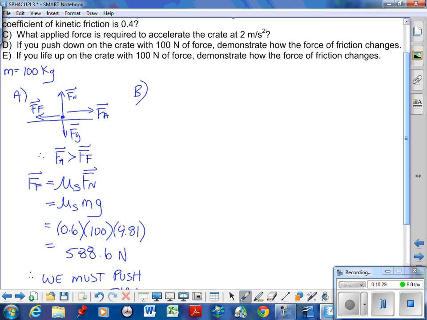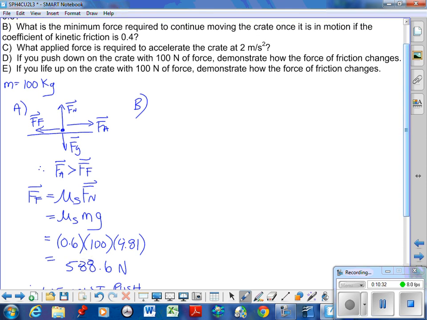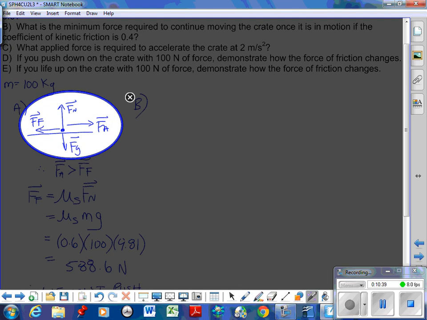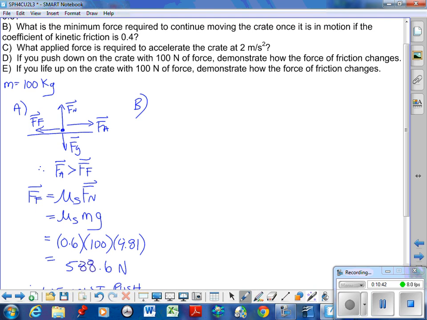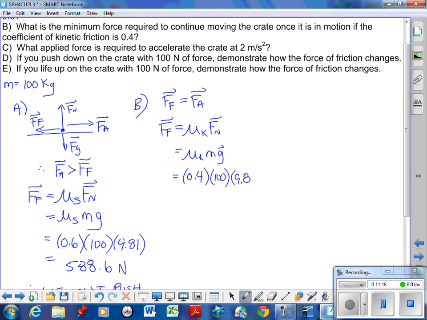Part B. What is the minimum force required to continue moving? So we're going to keep that crate moving. It's the same diagram. Now you've got to be careful here, because in this case you don't want to accelerate it. It just says to keep it moving in a constant motion. So that means now our frictional force and applied force have to be the same. So our frictional force, it's moving, so we have to use mu_k multiplied by the normal, which would be mu_k times mass times gravity, 0.4 times 100 times 9.81.